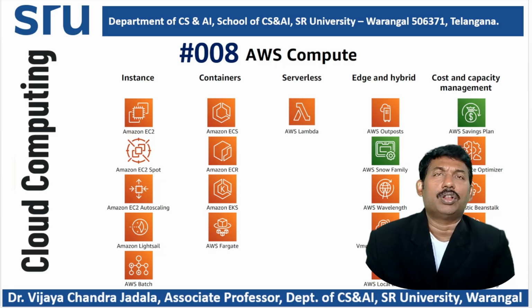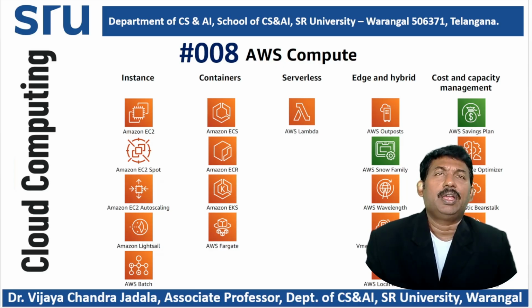Then comes Amazon Elastic Container Registry, that is Amazon ECR, which is used to store and retrieve Docker images. Then comes the Amazon Elastic Container Service, that is ECS, which provides a container orchestration service that supports Docker. So these are all different services among the AWS services.